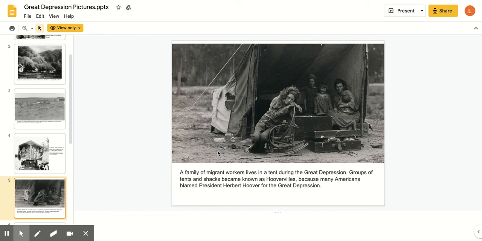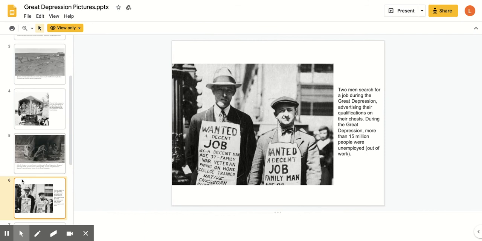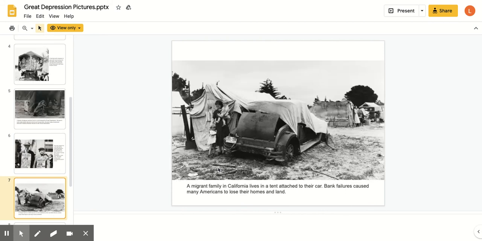So you're going to pretend to be these people. Pretend to be these two men who are advertising and practically begging for a job, by standing outside. Look, this is what I could do. These are my qualifications. All so somebody could give them a job because they had nothing. They lost their job. Or you could be this person, again, living out of a car and attached to a tent with two little children.